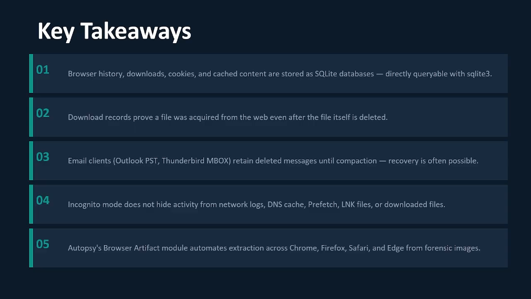Download records prove a file was acquired from the web. Usually that would be either from the browser, or the zone identifier, if that is persistent because it's an NTFS system, will list the URL that it came from. Email clients retain deleted messages until it gets compacted, so a lot of times you can recover deleted messages. Incognito mode is not really incognito, it's just there. And then Autopsy, which is another digital forensics tool, can be used to extract all sorts of information from forensic images.